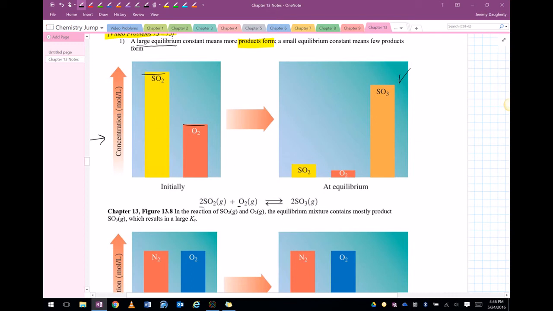Now we have a lot of sulfur trioxide, and so what we say is that the forward reaction is favored in this case, because we form more of that product. We can also say that the products drive the reaction. So that's another term.